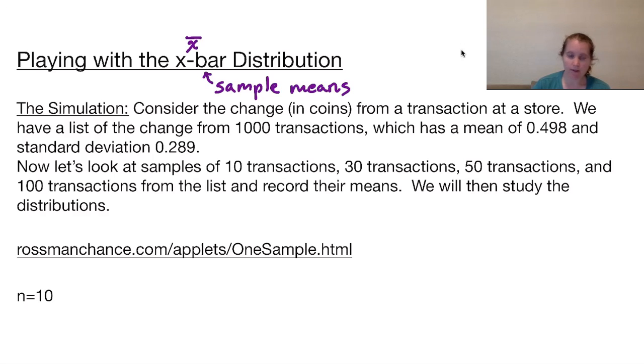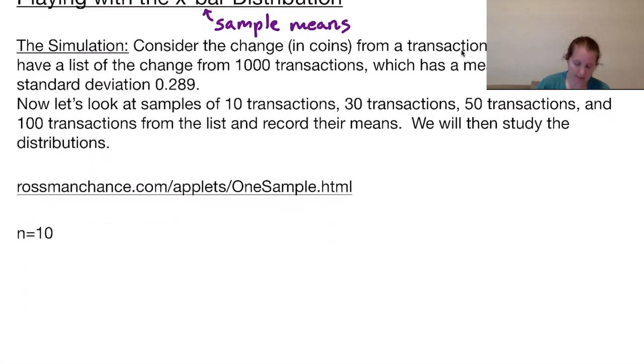sample means. So this simulation is looking at the change in points from a transaction at a store. And we have a list of 1,000 transactions, which had mean 0.498 in change and a standard deviation of 0.289. We are going to look at samples of size 10, samples of size 30, samples of size 50, and samples of size 100 from the list of transactions, and then record their sample means. And then we are going to study the distributions. So we're going to use that same applet previously used. We'll start off with samples of size 10 and see what we get.